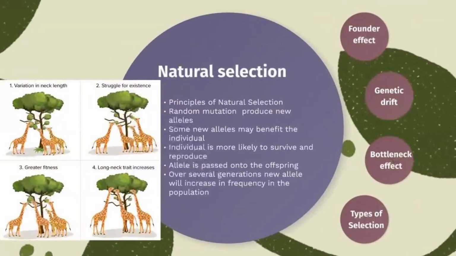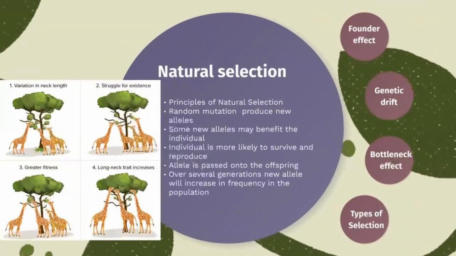So natural selection is how evolution happens. So it's how an organism becomes better adapted to its environment over time. Remember that the selective pressure that causes the natural selection is a change in the environment which allows members of a species with certain alleles to survive better in that new environment than others.